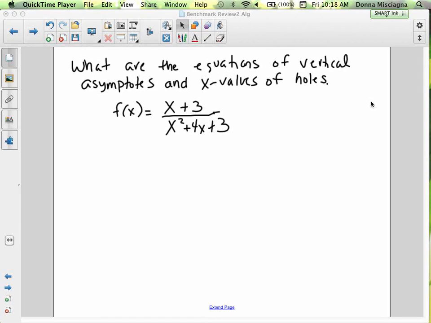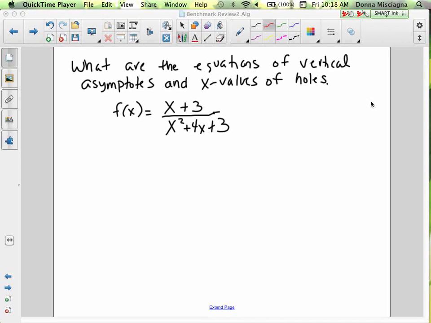Welcome. So we're going to be looking at some features of rational functions. A lot of these will be dealing with finding vertical and horizontal asymptotes. And we've only looked at very simple ones. We're going to learn how to find the asymptotes and holes for some other functions.